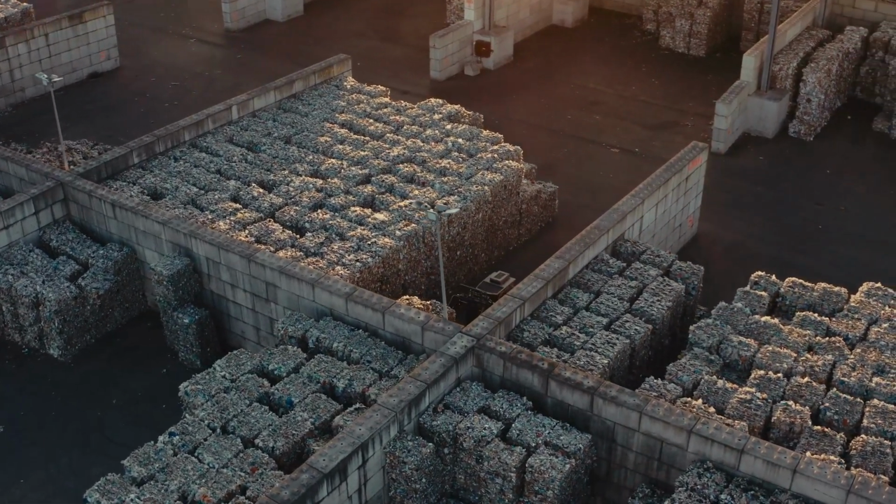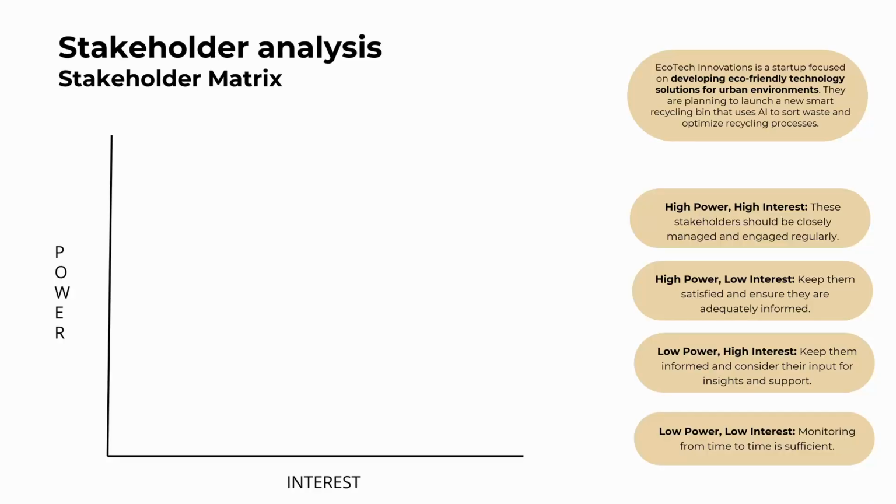Before we consider some of these fictional examples, pause this video and think about which stakeholders do you think are relevant here. Try to write them all down. Which stakeholders do you foresee for EcoTech Innovations? And next, try to position them inside this power and interest grid. So now let's consider a couple of fictional examples for EcoTech Innovations stakeholders.